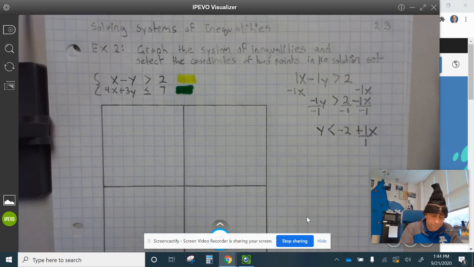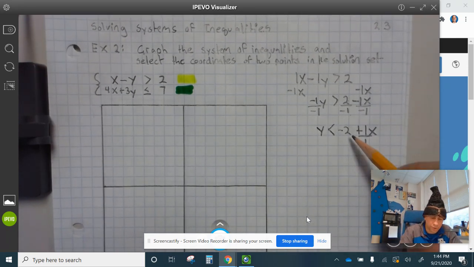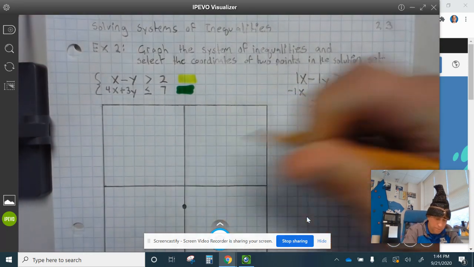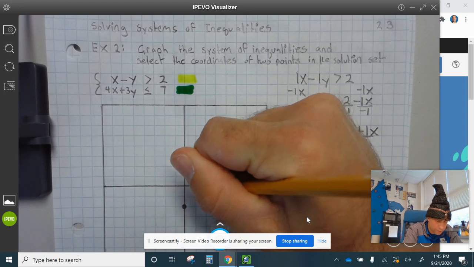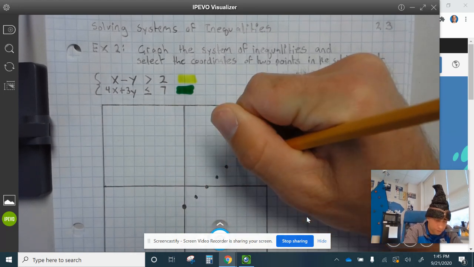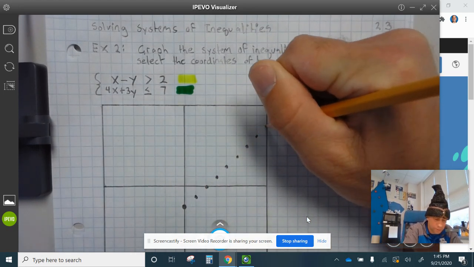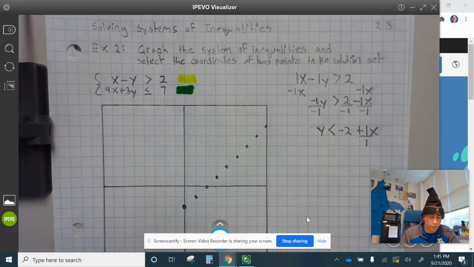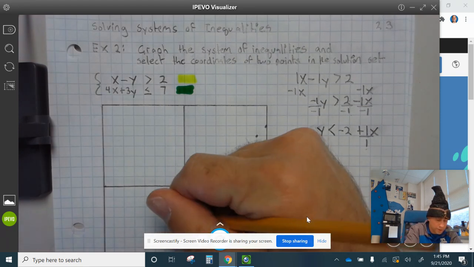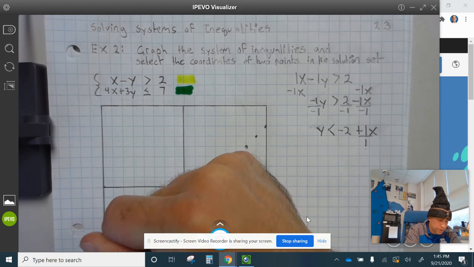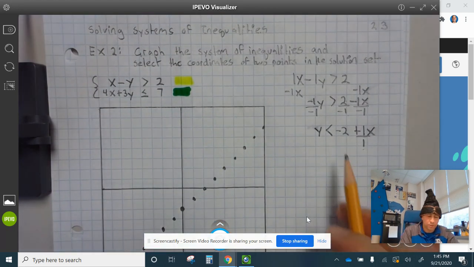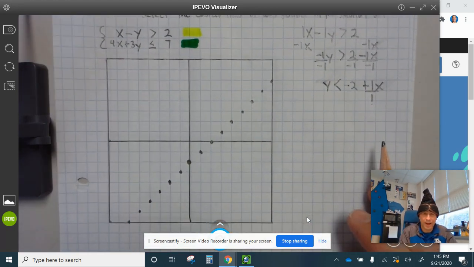All right. So to graph this, we start at negative 2. And we go up 1 to the right 1, up 1 to the right 1, and so on. But we know that 1 over 1 is equivalent to negative 1 divided by negative 1. So we can actually go down 1 to the left 1, down 1 to the left 1, and so on. There's no line underneath, so that's a dashed line.